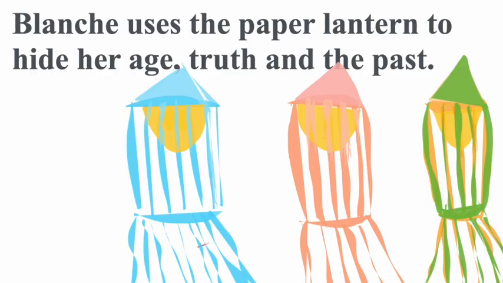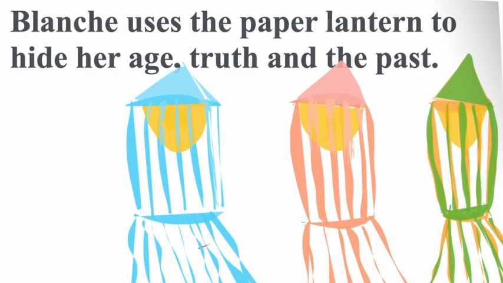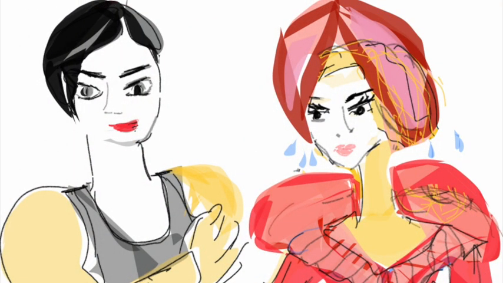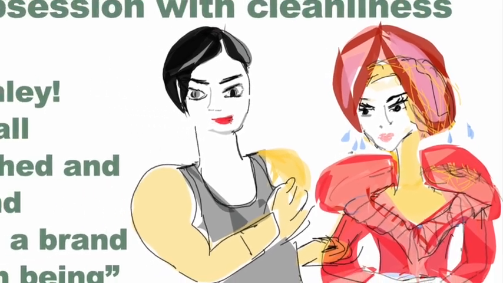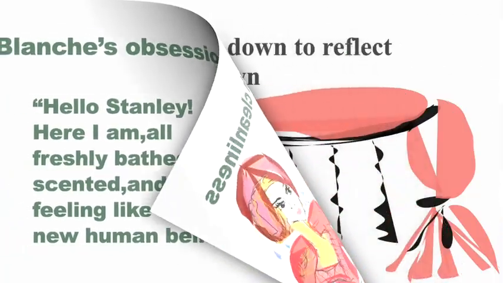The paper lantern symbolizes illusion, fragility, and the desire to hide the truth. Her habit of frequently bathing reflects her desire to cleanse guilt and trauma. Like she says to Stanley, "Hello, Stanley. Here I am, all freshly bathed and scented and feeling like a brand new human being."